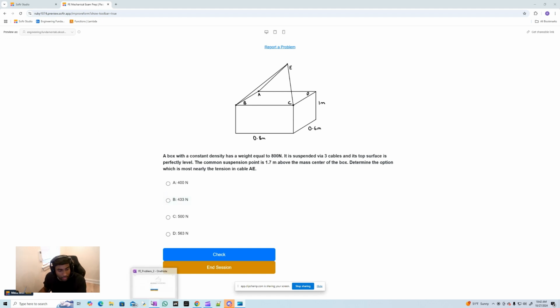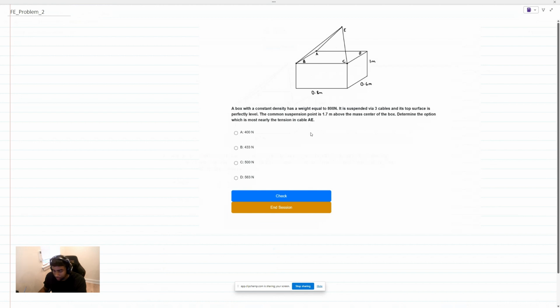I'm going to read through the problem and take a few notes. So let's go ahead and do that. A box with constant density has a weight equal to 800 newtons. Let's note down that weight. The weight is equal to 800 newtons. It says constant density, so that means the mass center is directly in the center of this box, and I kind of marked it there.